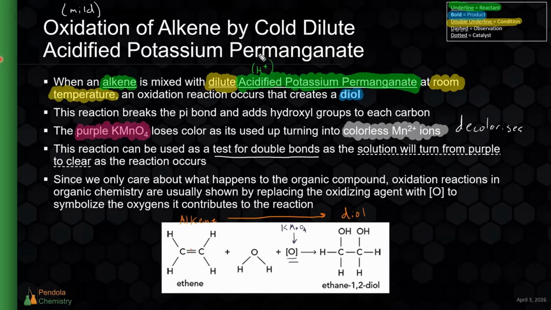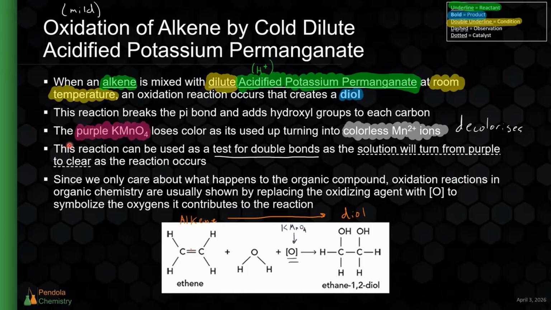We can also use cold acidified potassium permanganate. If we add cold acidified potassium permanganate to an unknown that we suspect has a double bond, and the solution turns colorless, or from purple to clear, then it's a good indication that that compound has a double bond.